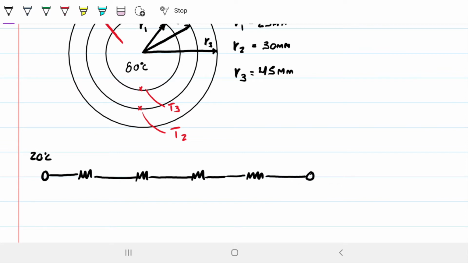So these would be my four resistances. Right here, this is where I would have my T1. Right here, this is where I would have my T2, and here is where I would have my T3. This resistance here is due to convection between air and asbestos. This is due to conduction for the asbestos. This is due to conduction for the asbestos as well. And here, this is due to convection between the water and the steel pipe.